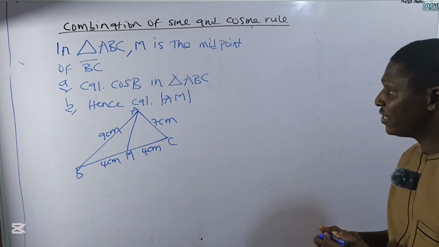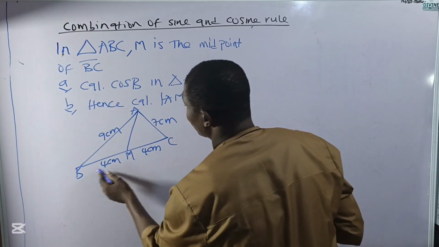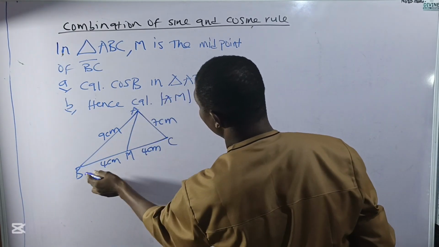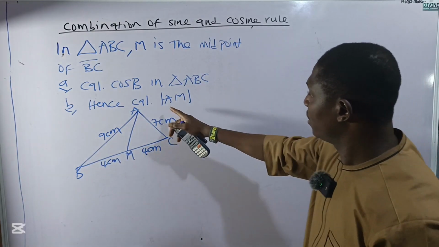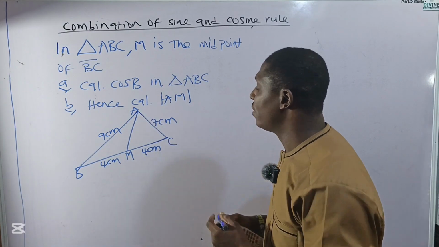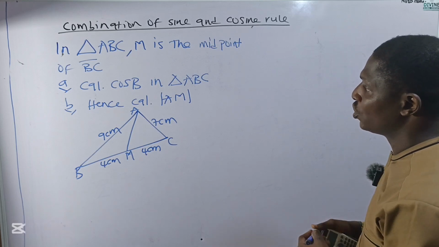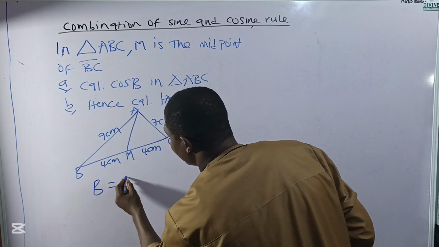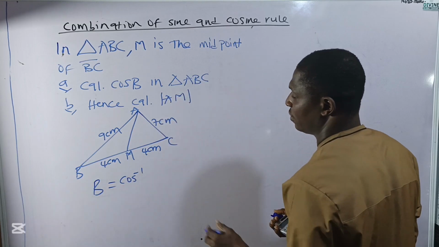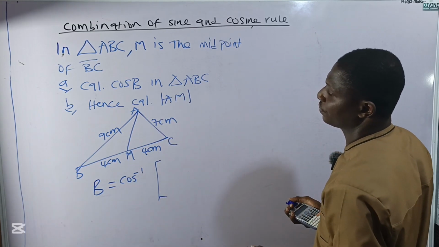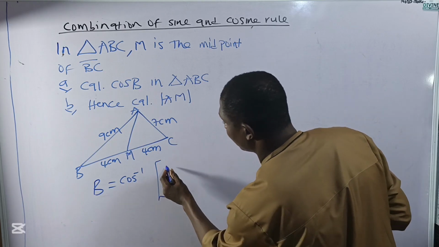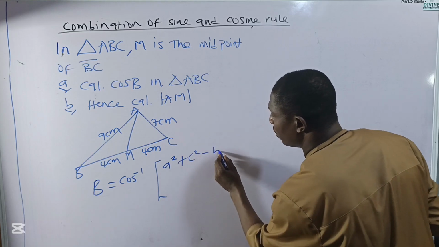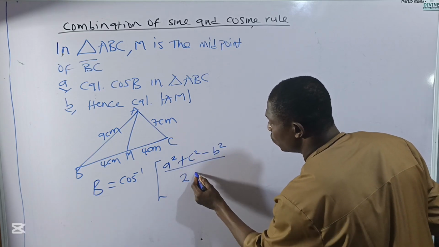Next question: in triangle ABC, M is the midpoint of BC. They said we should calculate cos B in triangle ABC, and we should also calculate AM. So how do we do that? We are looking for cos B. So B equals cos inverse of A squared plus C squared minus B squared all over 2AC.